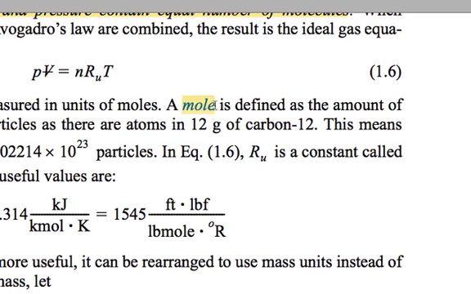The ideal gas law uses moles, and a mole is simply the number of atoms that there are in 12 grams of carbon-12. Another common unit is called the kilomole, and this is the number of particles there are in 12 kilograms of carbon-12. Another unit you'll see sometimes is the pound mass mole, and this is the number of atoms or particles in 12 pounds mass of carbon-12.